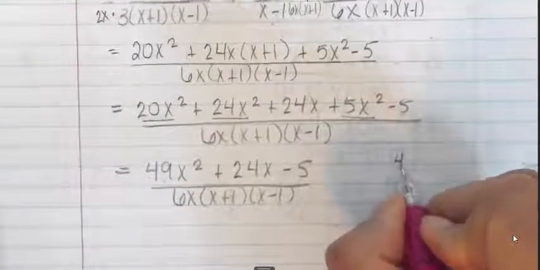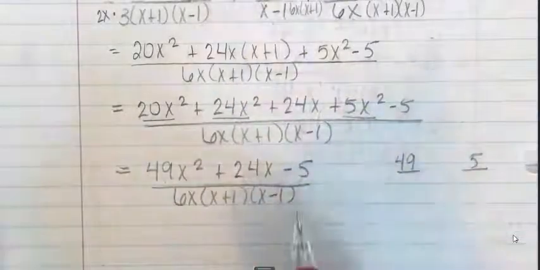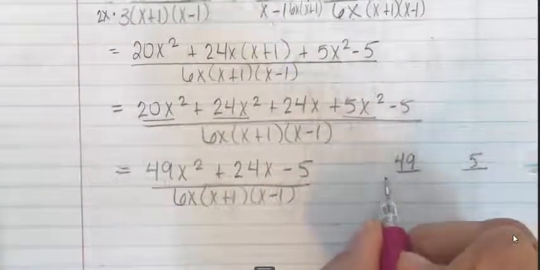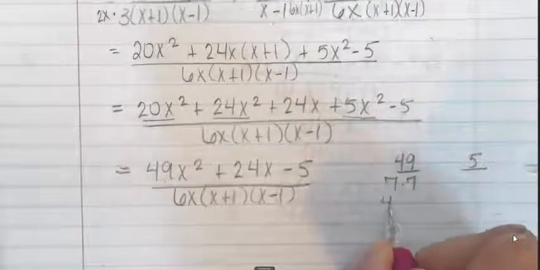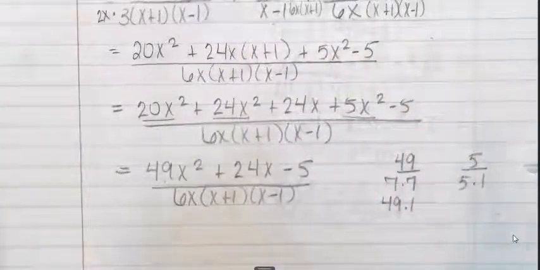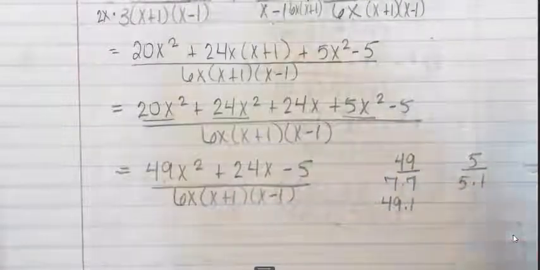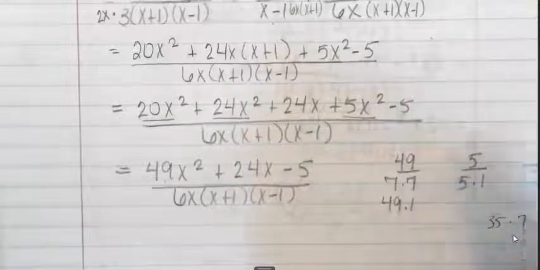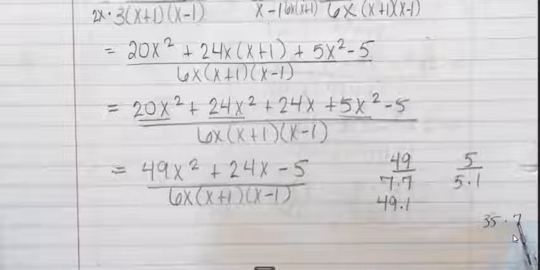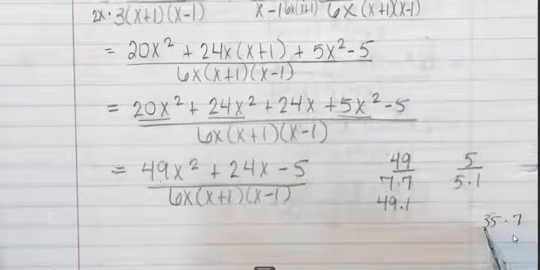So I'm going to look for factors of 49 and factors of 5 that potentially will add or subtract to give me 24. And actually they would have to subtract because that's a negative, so the two signs would have to be opposite. So I've got 7 and 7, or 49 and 1, and I've also got 5 and 1. So I can see that I could get like 35 and 7. Okay, so 35 and 7. So I can add these two together and get 42. I could subtract them and get 28. So I don't think that that's going to work.